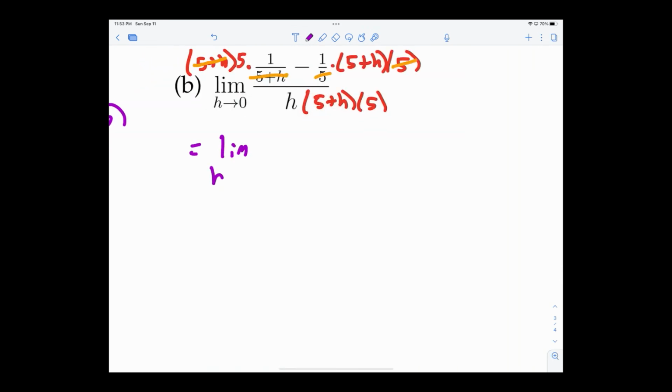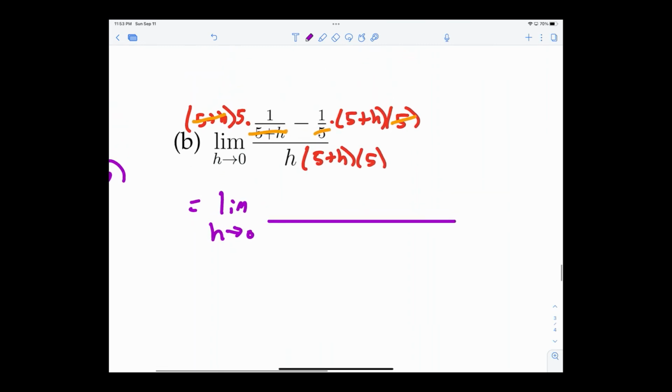A limit as h goes to 0. On top, we just have the 5 times the 1, which is just 5 minus. Then we have minus 1 times 5 plus h, right? The denominator is gone, so just minus 5 plus h. Just be careful not to lose your parentheses there, and you'll be okay. In the denominator, we have h, 5 plus h, 5.